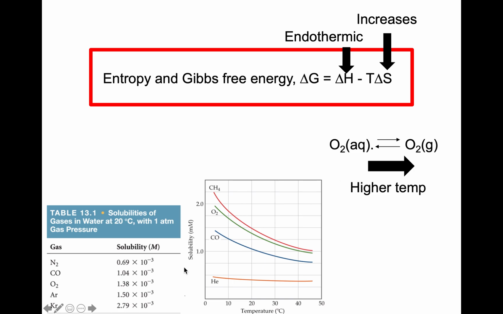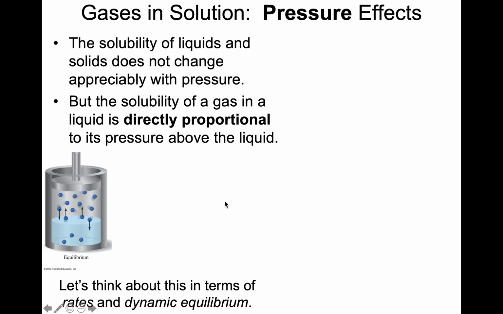And I can even connect it back here to looking at the different values here for how soluble they are or not. Something like helium, very weak interactions with the water. Something like CH4, stronger interactions. So that's how I'm making sense of this.